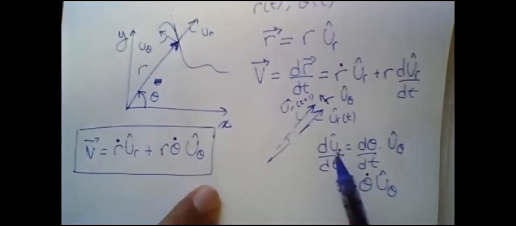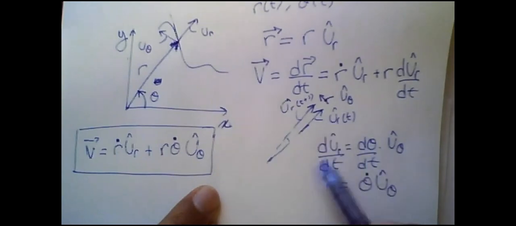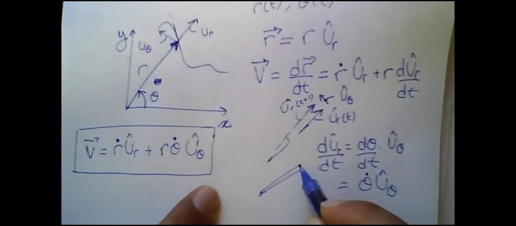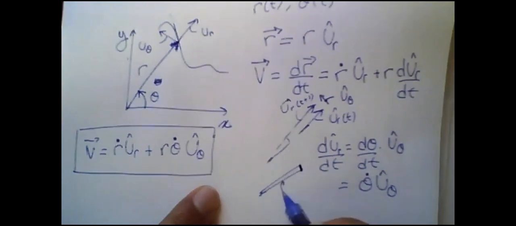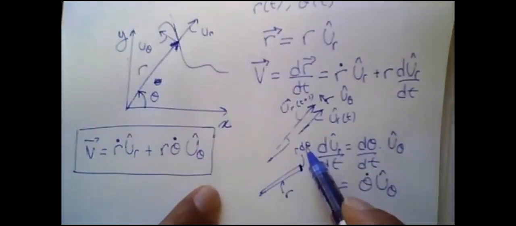So you'll have dUR is equal to d theta. When you're looking at a very tiny part of a circle, like let's say you want to see this change here, depending on this length, let's say this is R, this is going to be equal to R d theta, right?